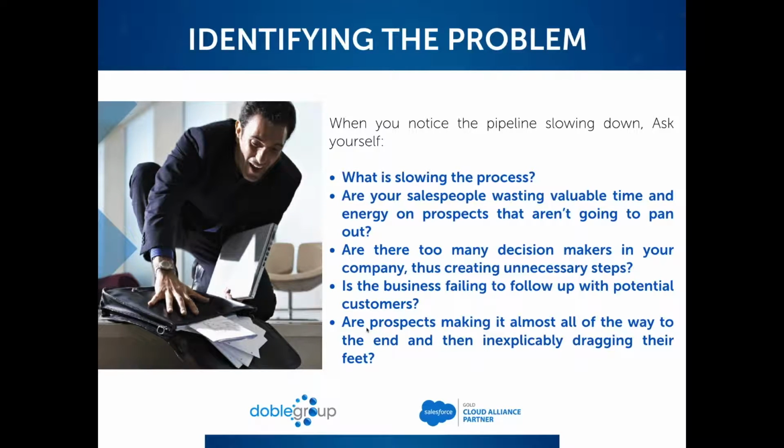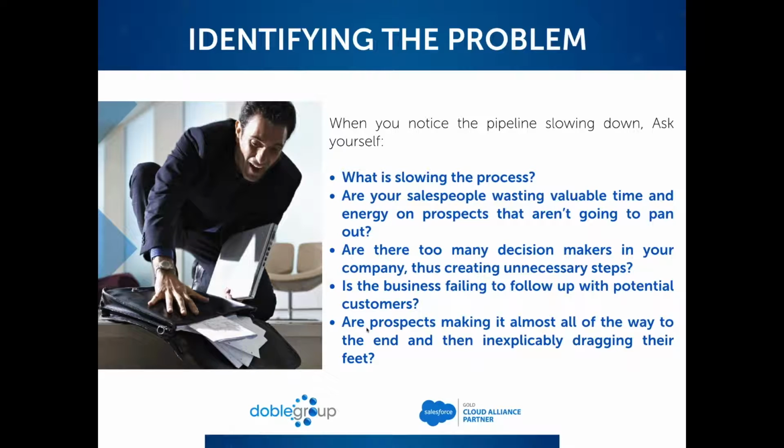Now we're going to talk a little bit about identifying the problem. So once you know, hey, yes, my pipeline is not being managed adequately, we're not closing enough deals in the time that we need to, and you're realizing that this is really an issue, you need to start doing a deeper dive. What exactly is slowing the process? Is it the design of the solution? Is it the preparation of the quote? Is it the negotiation process? Because you're going to apply different tactics depending on what is slowing it down.